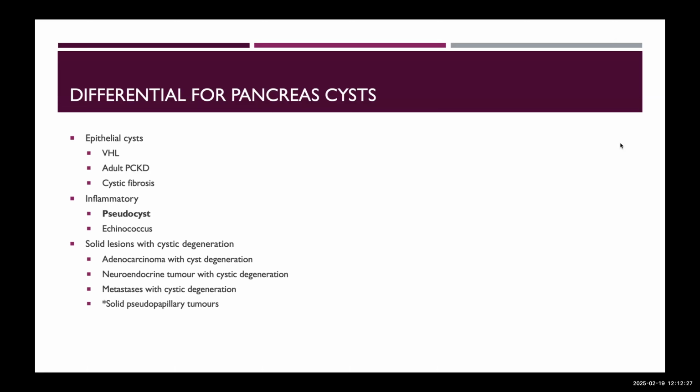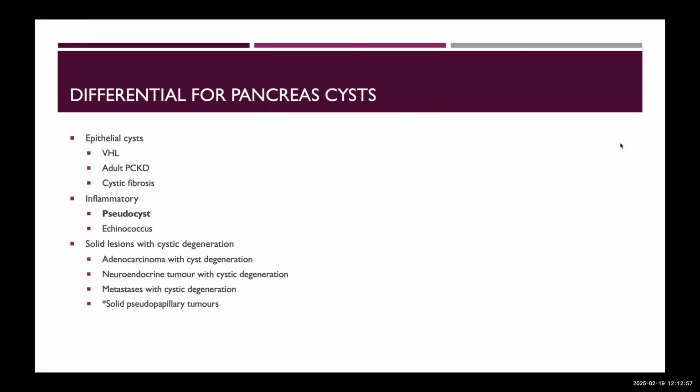At the other end of the spectrum, we have solid lesions with cystic components. So we're thinking about things like adenocarcinoma with cystic degeneration, neuroendocrine tumors with cystic degeneration, metastases with cystic degeneration. These lesions tend to be more solid in nature and have a minor cystic component. They're usually quite clearly more solid than cystic.